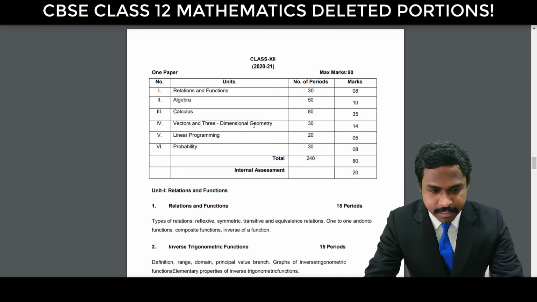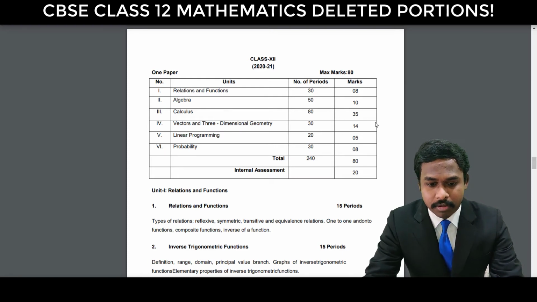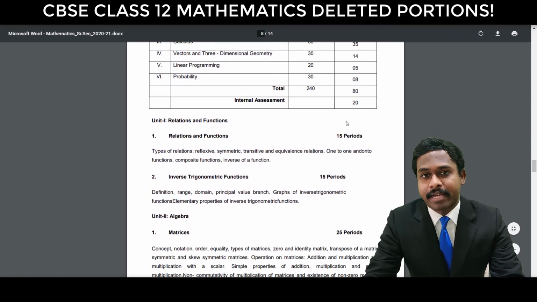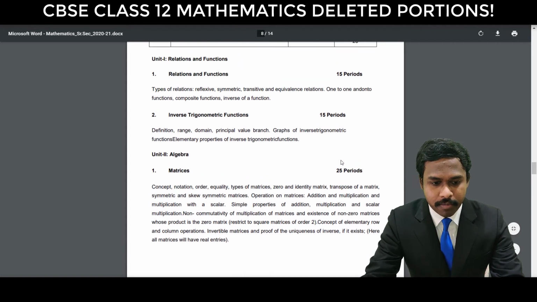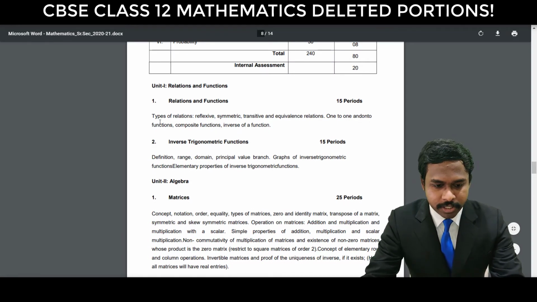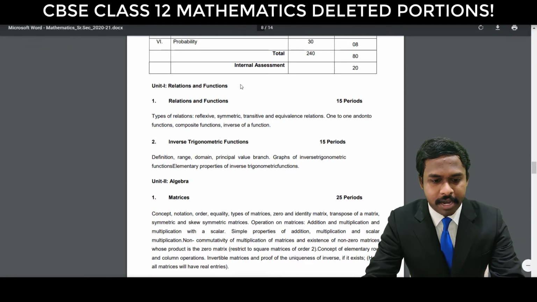In the 80, you have to understand that calculus is most important. After that come vectors and three-dimensional geometry, then algebra, and after that probability, relations and functions, and so on. You have to concentrate on these aspects of the subject in order to score good marks. So we have relations and functions, which is very important, and this is actually the syllabus. Composite function, as I said, and inverse of a function are not there.